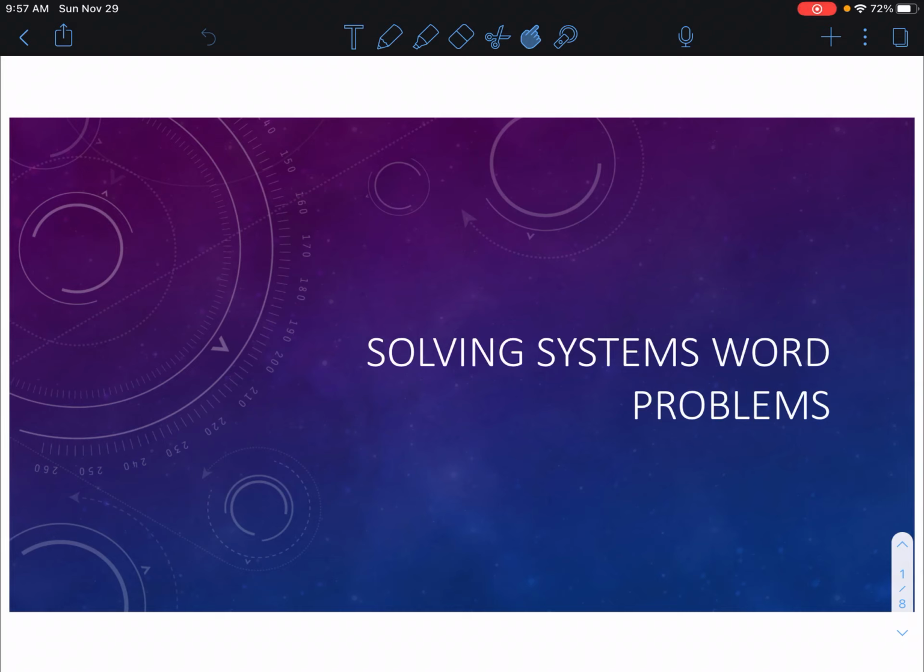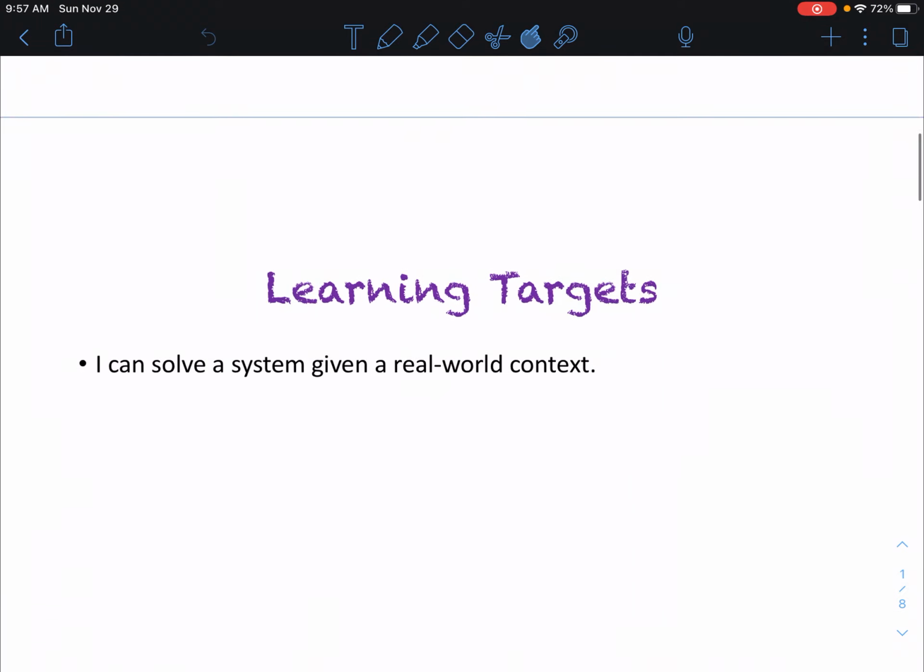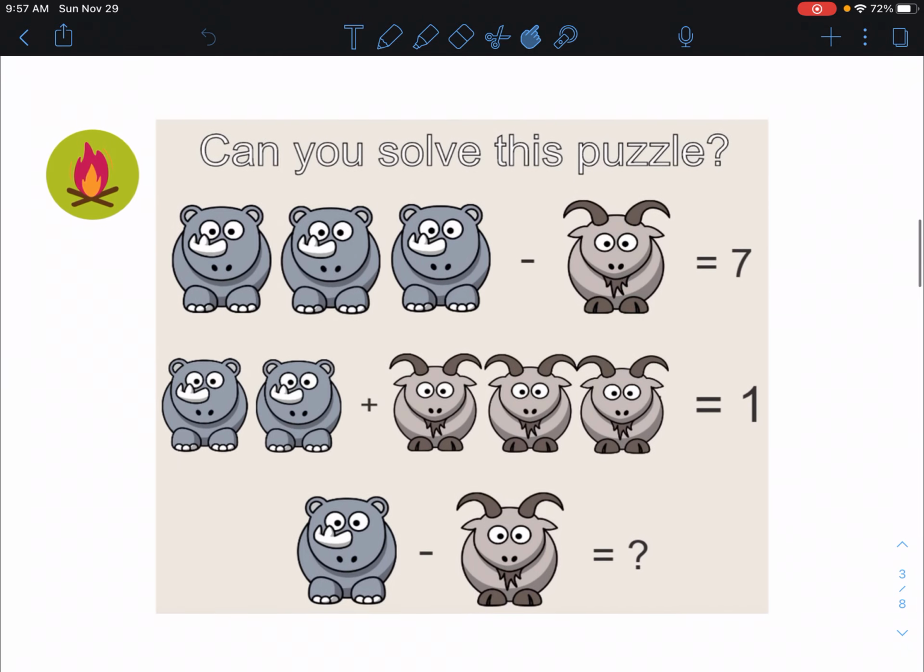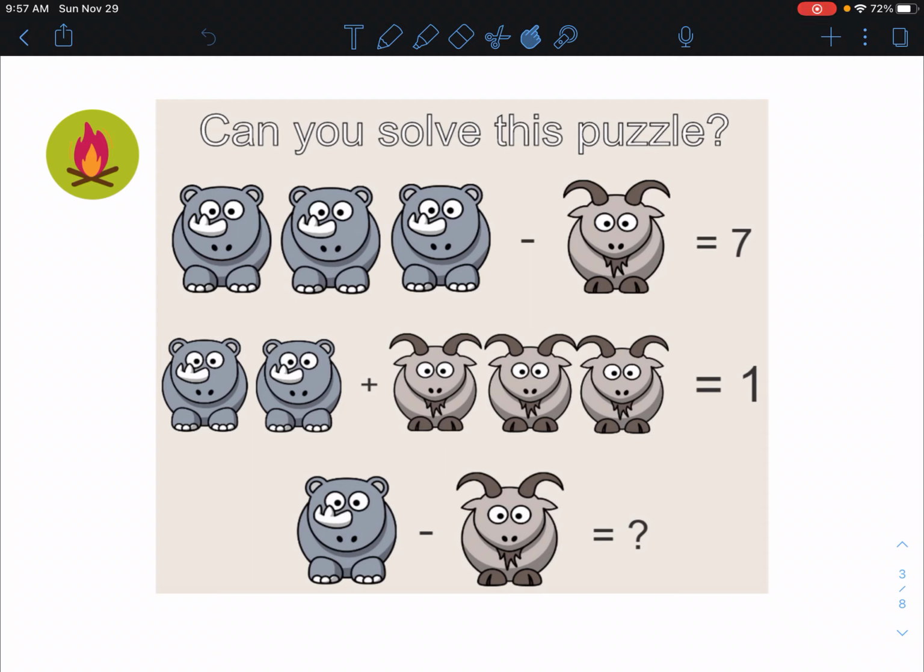All right, so today we're going to talk about systems, but in a real world context, solving systems in word problems. So that's our learning target. All right, let's get us started today by looking at this puzzle and seeing if you can solve it. We'll pause here.